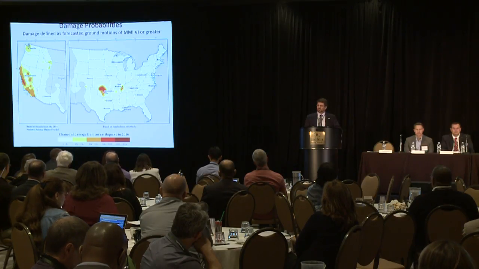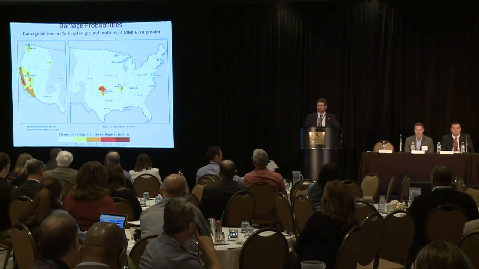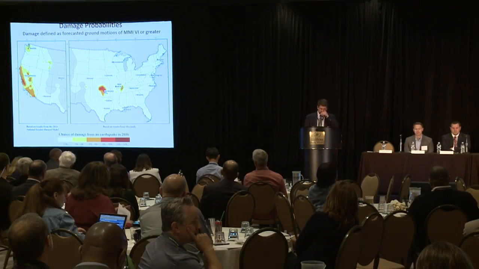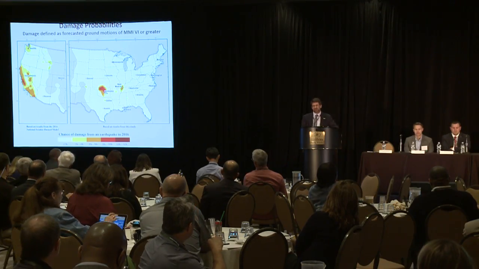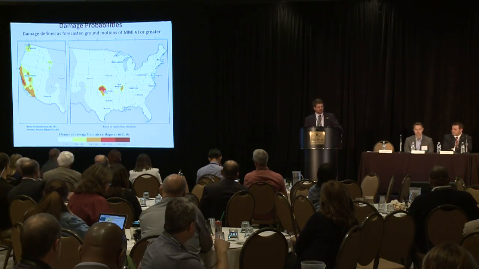Another thing we did in this report was to translate it into chance of damage. And how we define chance of damage here is the likelihood that MMI 6, the threshold for light damage on structures, will be exceeded during the year 2016. And that's what's shown here. And as you can see, the likelihood over the U.S. is quite low in most places and high in some places.